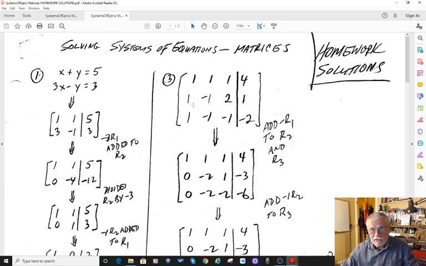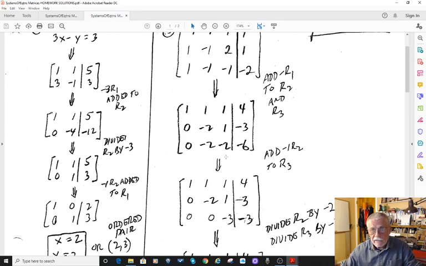Now, since I have a 1 here, I'm going to do the same thing. I'm going to multiply this in my mind by -1 and add it to the third equation, term by term. All right, so -1 and 1 is 0. Negative 1 and negative 1 is negative 2, negative 4 and negative 2 is negative 6. Okay, I'm now down here.